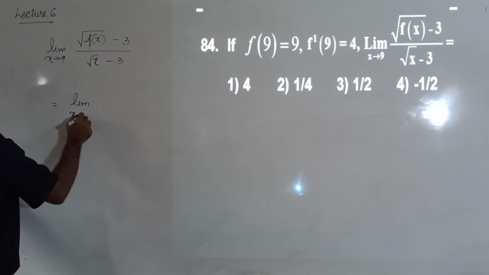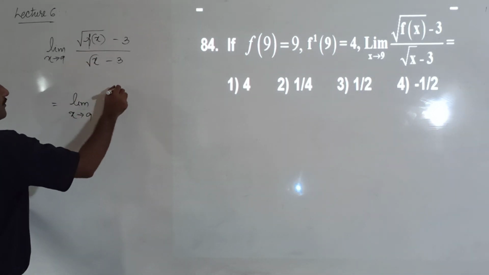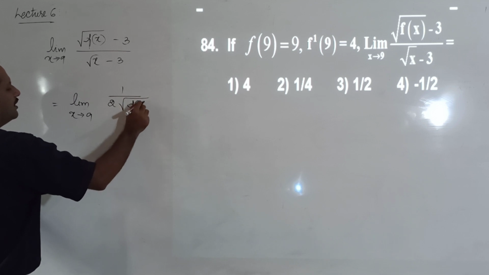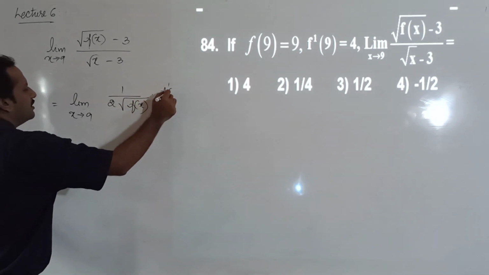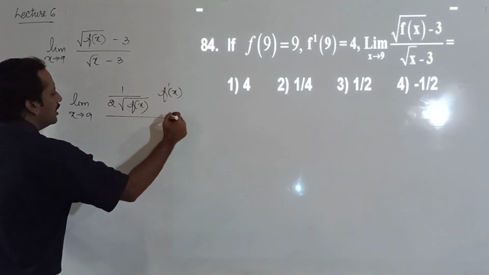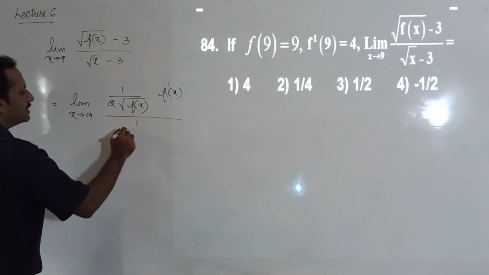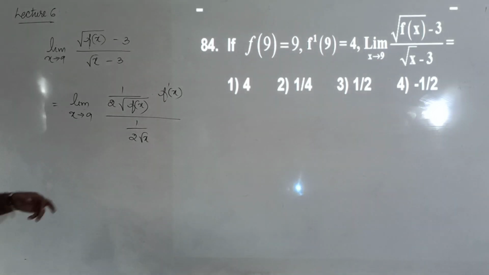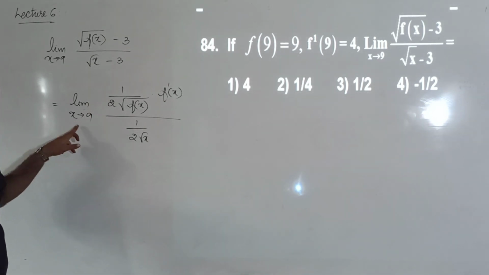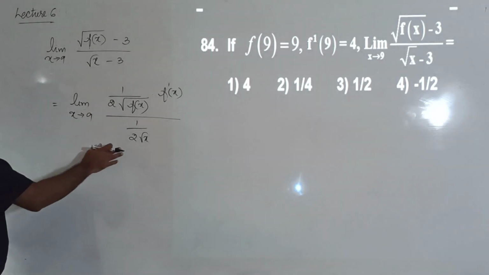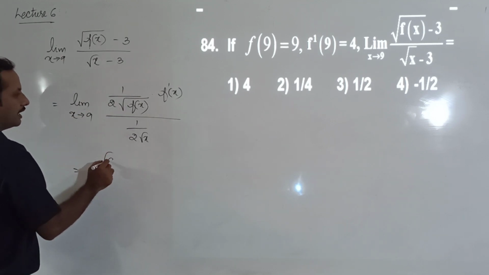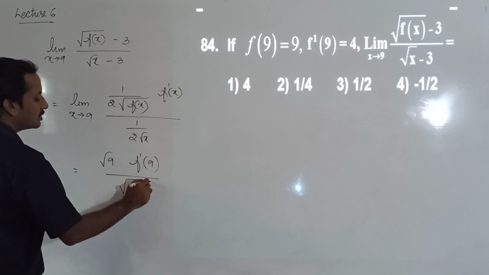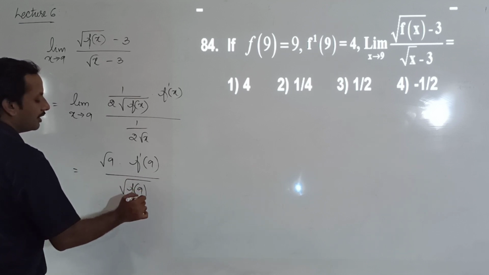When I use L'Hospital's rule, the derivative of root f of x is 1 by 2 root f of x into the derivative of f of x, which is f dash of x, divided by the derivative of root x, that is 1 by 2 root x. This 2 gets cancelled. Apply the limit as x tends to 9. So root x will come out. We get root 9 into f dash of 9 divided by square root of f of 9.